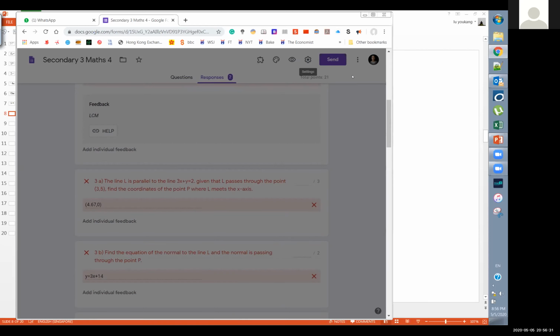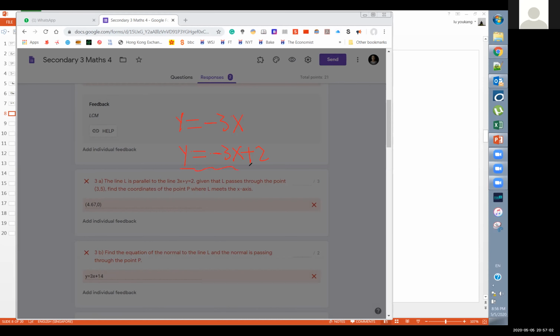So for this question, let me just write on here. The line L is parallel to this, so what it means is change this to this format. What's the meaning of parallel? That means the gradient is the same. Do you think the gradient is positive?